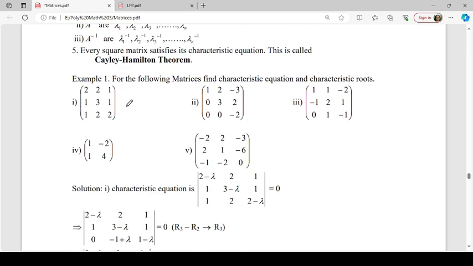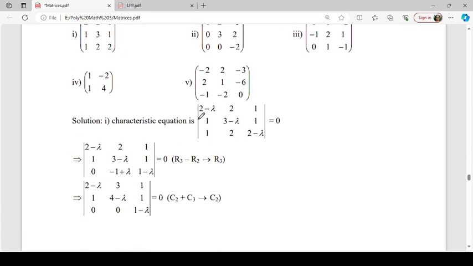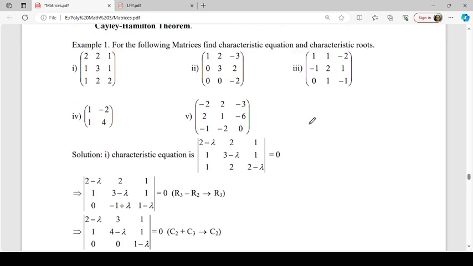So these are the examples. These are all square matrices, and the characteristic equation is to be found. So how do we find it? A is given. For number 1, first we write A minus lambda I. A is 2 2 1, then 1 3 1, then 1 2 2. This is A.